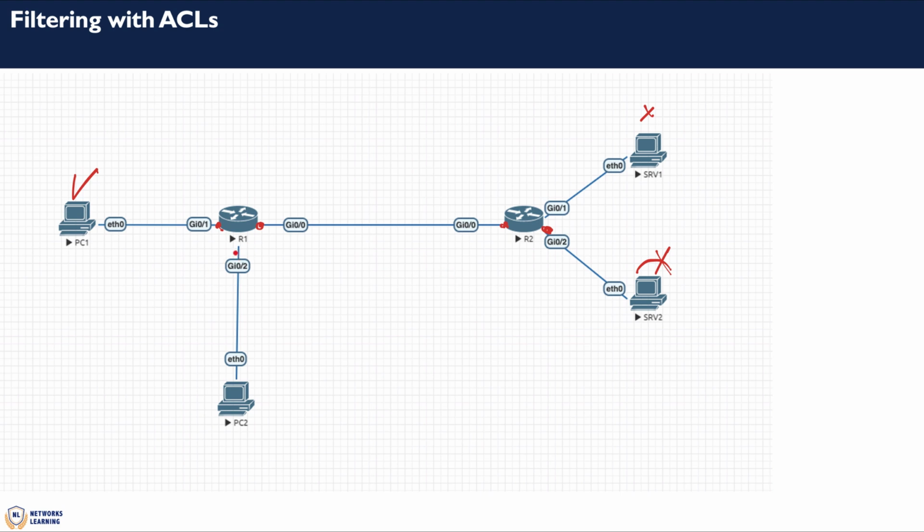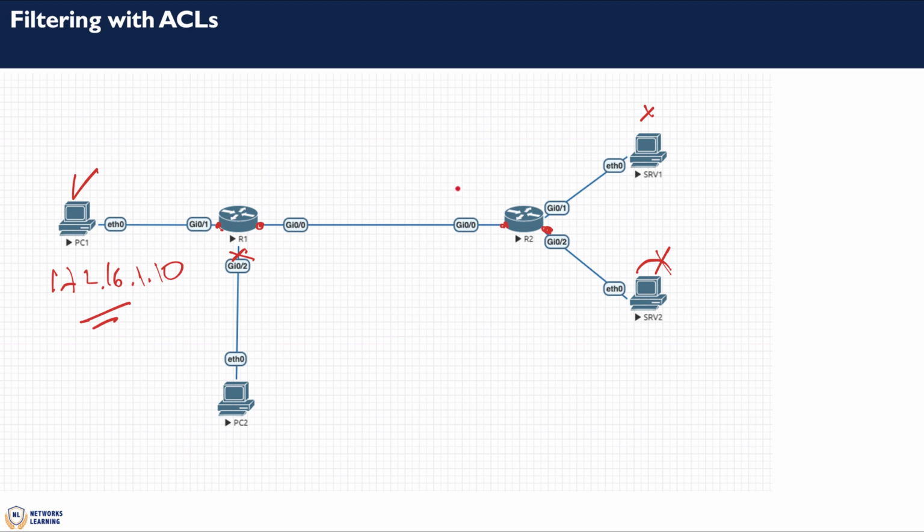So for example, it is very clear there is no point putting an access list in here because PC2 has nothing to do with this requirement of blocking PC1 from reaching server 2. So there's no point putting an access list on this interface here on router 1. So let's give this PC an IP address of 172.16.1.10, and let's go through the process of where it is optimal to apply the access list.